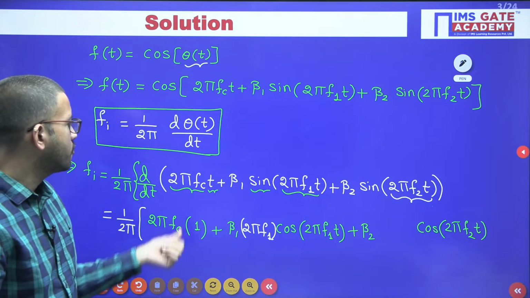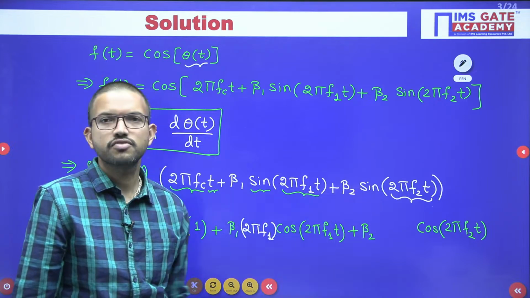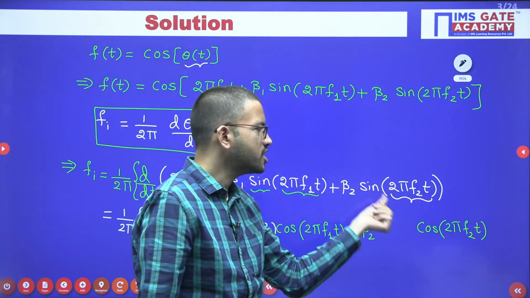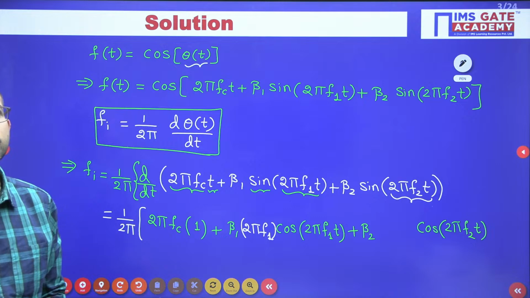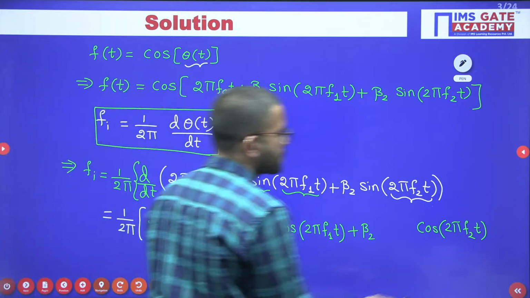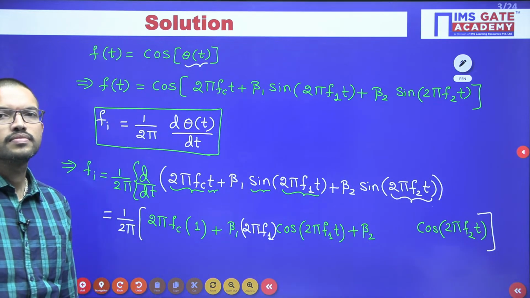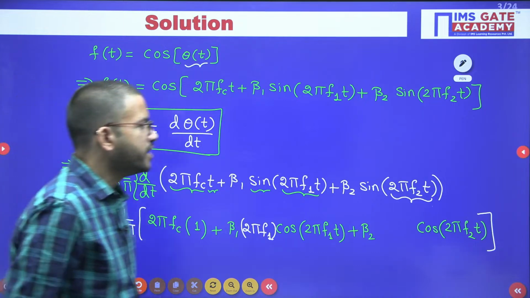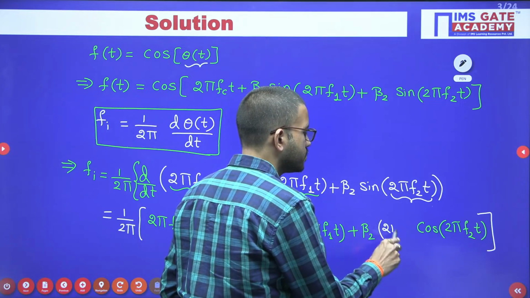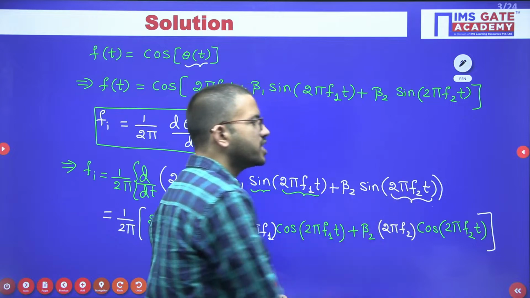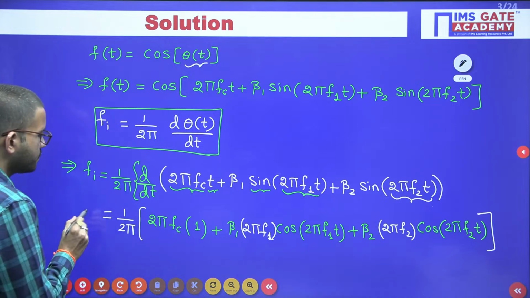It is very simple. We already done for this term and we already done here. With the help of these two, can you guess what is the term you are going to get when you perform differentiation of this term with respect to t? It is very simple, right? Here 2 pi f2 is what? Constant. 2 pi f2 is constant. And once again you are getting dt by dt, that is nothing but 1, right? So from here you are getting like this.